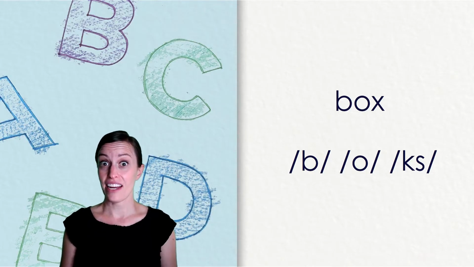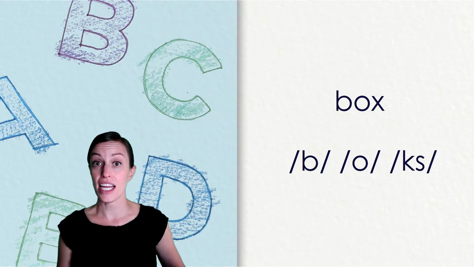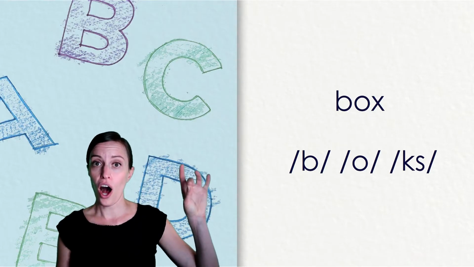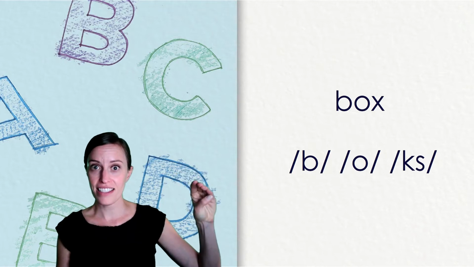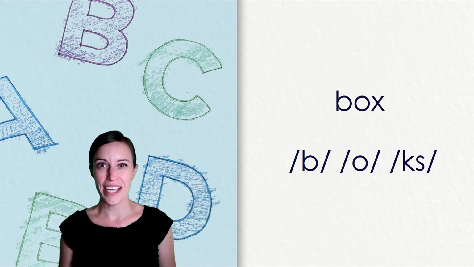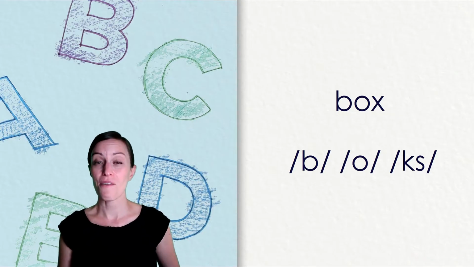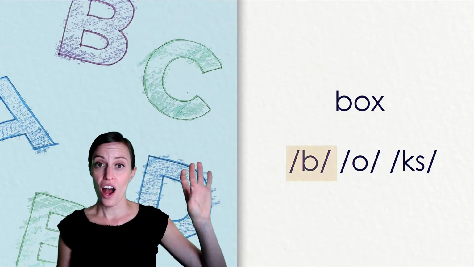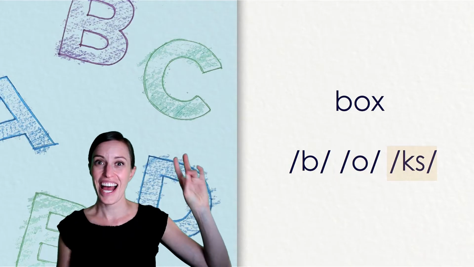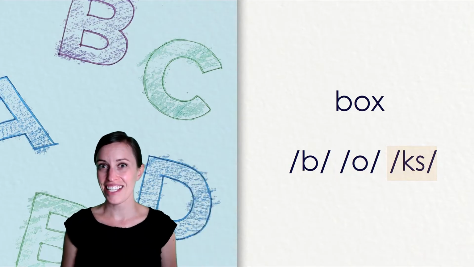When I look at the letters in this word, I see B, A, X. That's it, box. Why don't you try tapping out these sounds and blending them together with me? Here we go. B, A, X, box. Nice job.